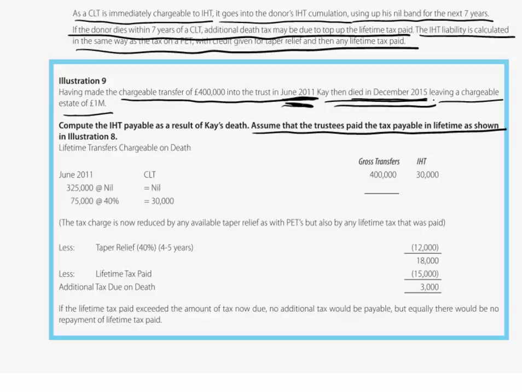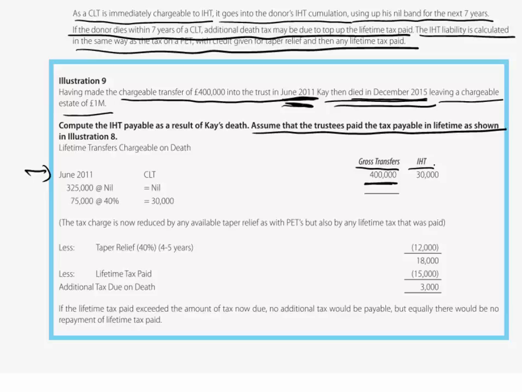Right. We've done, as we said, the lifetime transfers chargeable when made. Now the computation, lifetime transfers chargeable on death. There is but the one, the June 11 CLT. What was the gross transfer? Look back to the previous computation. It was £400,000. Into your gross column it goes. Remember, we're now dealing with chargeable on death, so we only need these two columns, gross transfers and IHT.